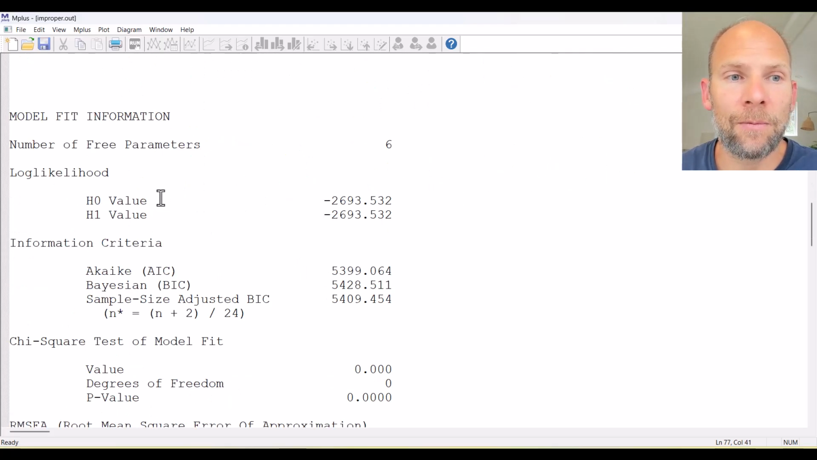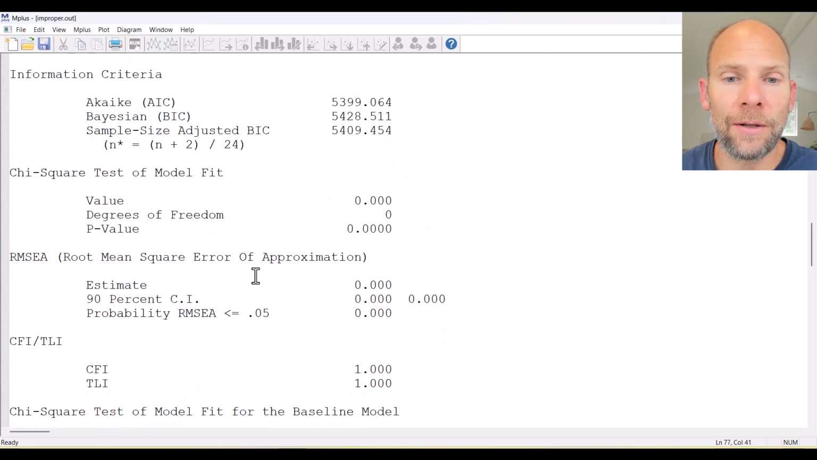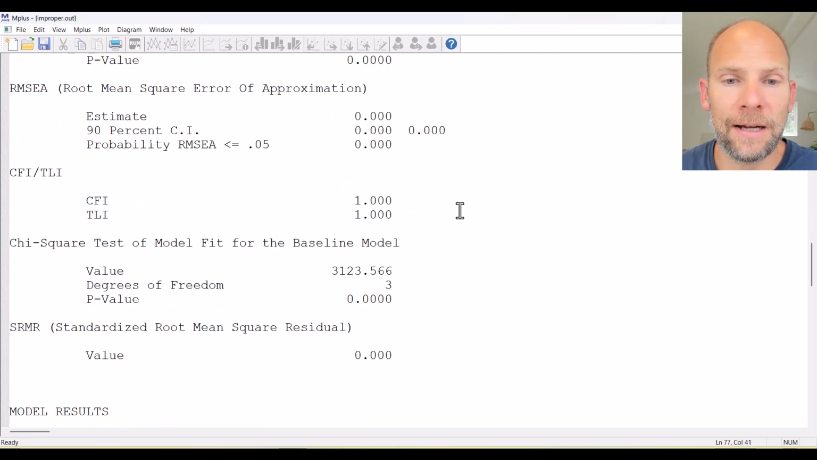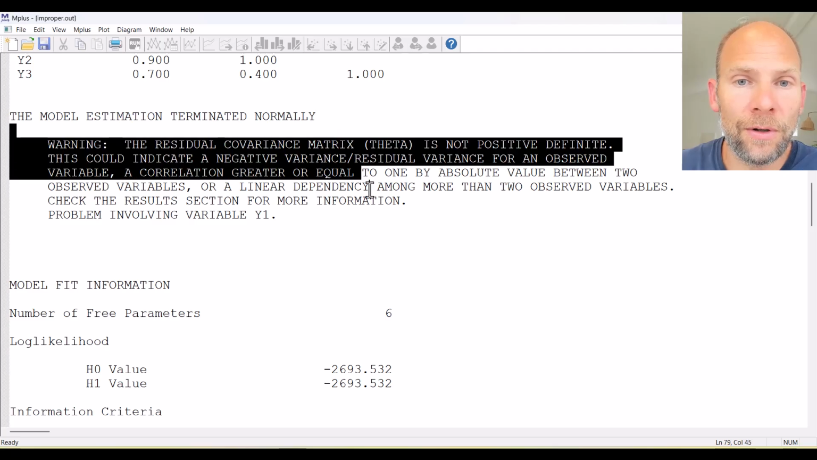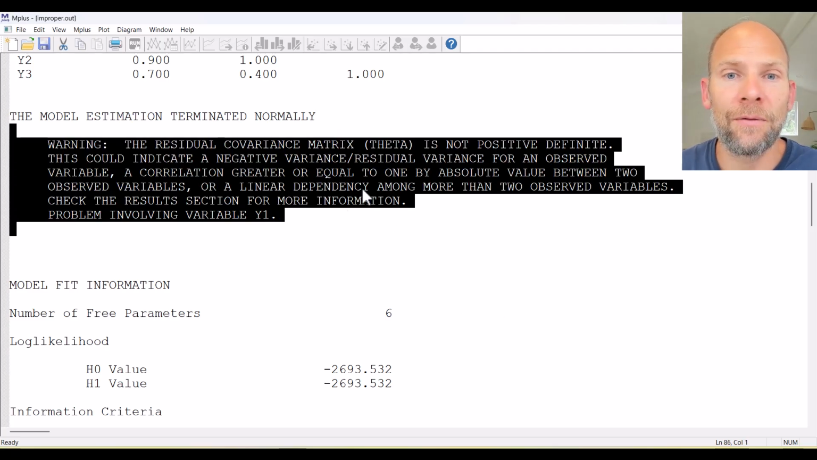Next, you can see that we get model fit information as usual. So all the usual model fit statistics are provided here as if the model were proper. So again, you have to be careful to not overlook this message here, because if you do, then you may not even notice that something is wrong with your model. The fit statistics certainly don't tell you that there is a problem.